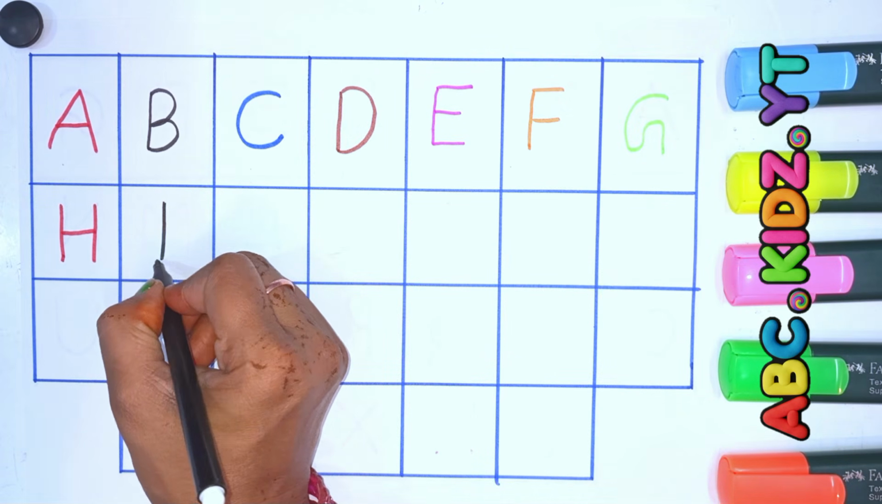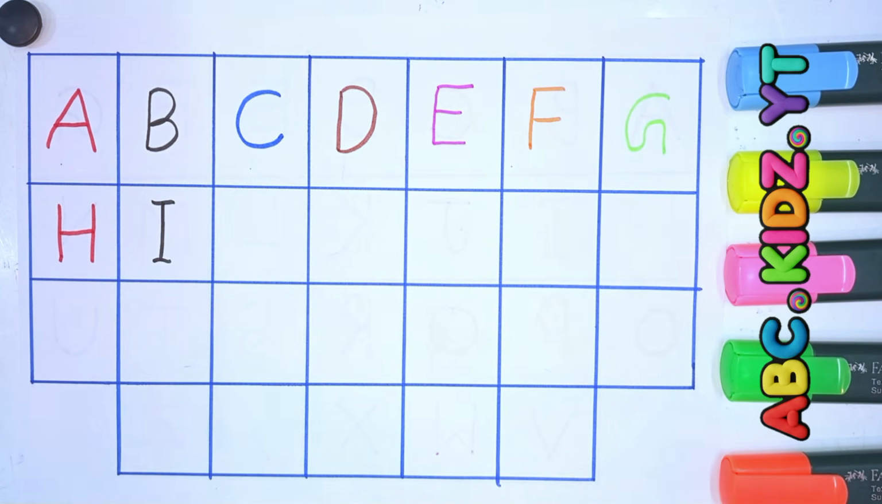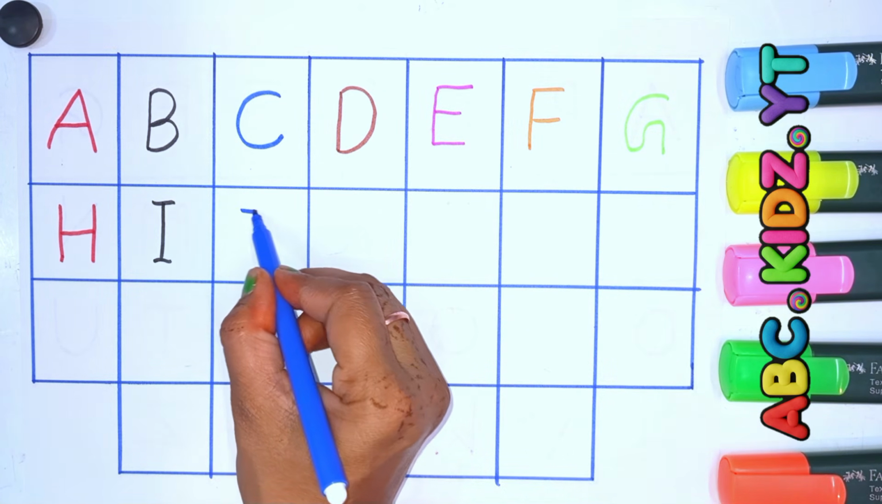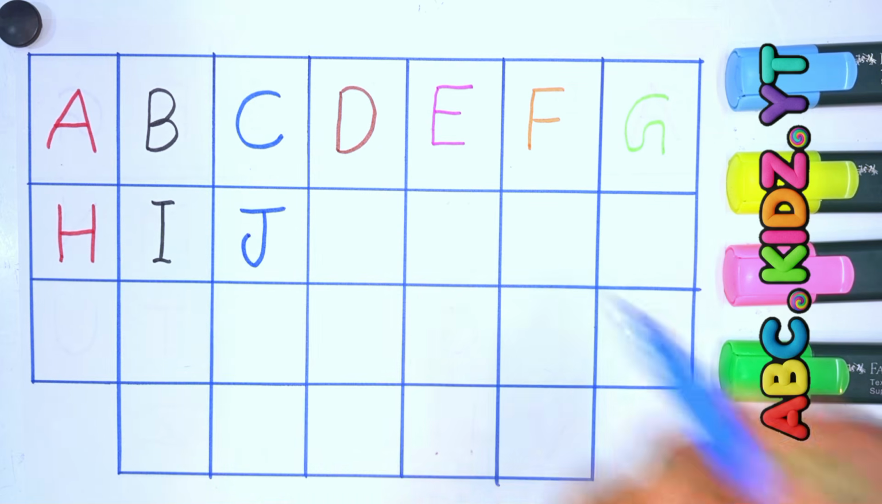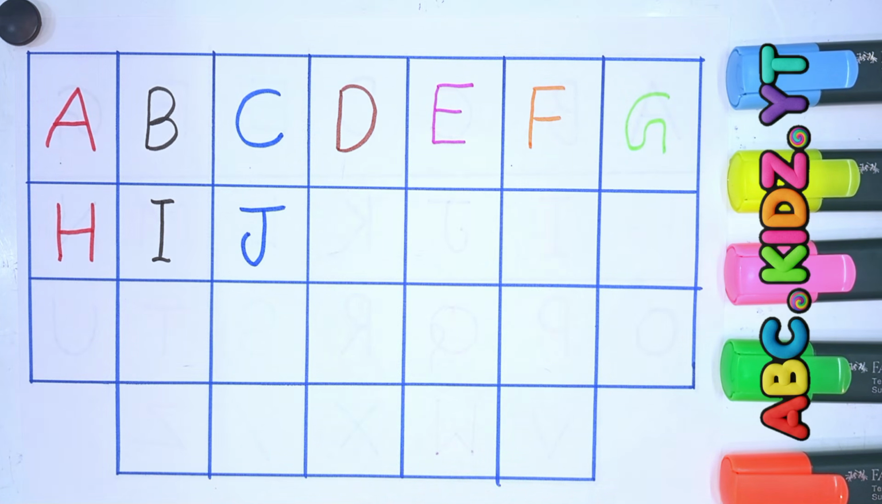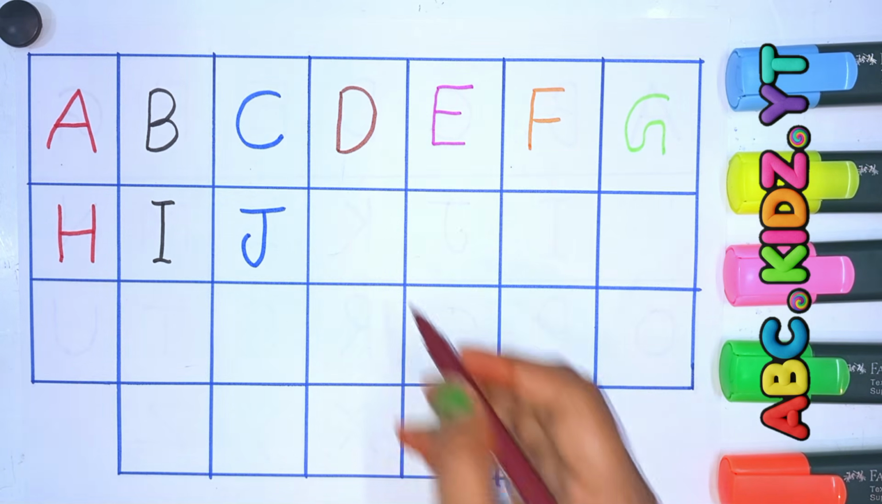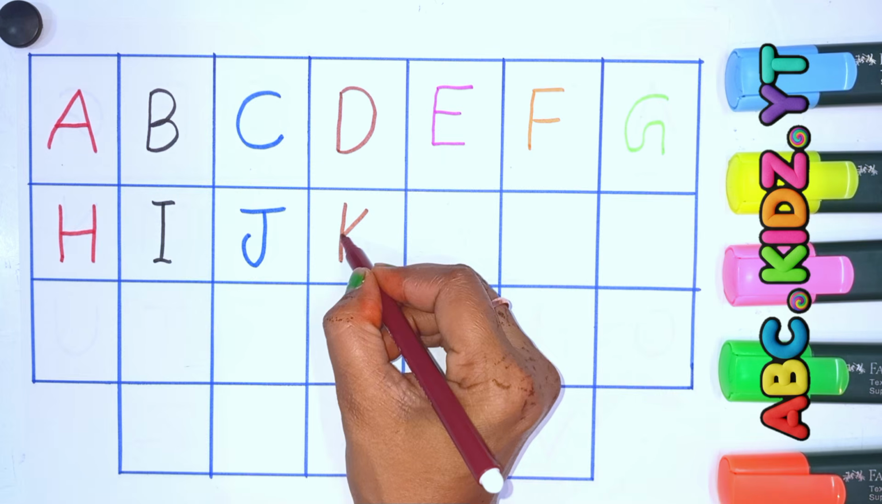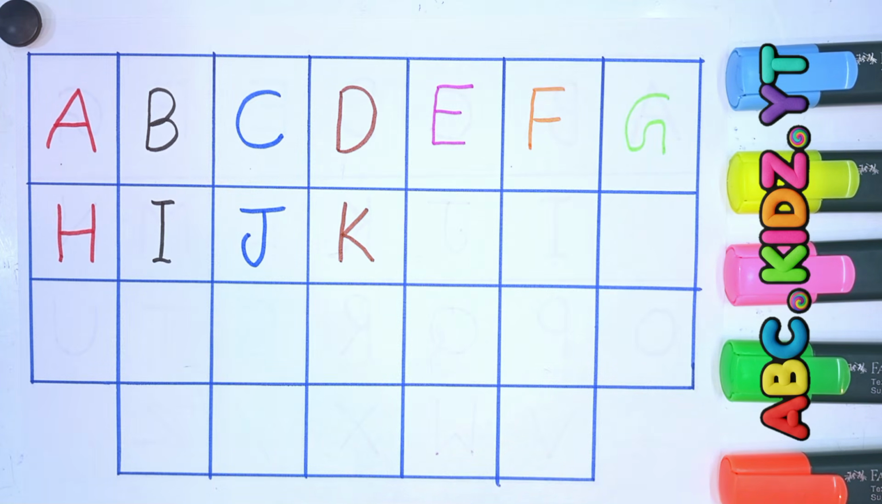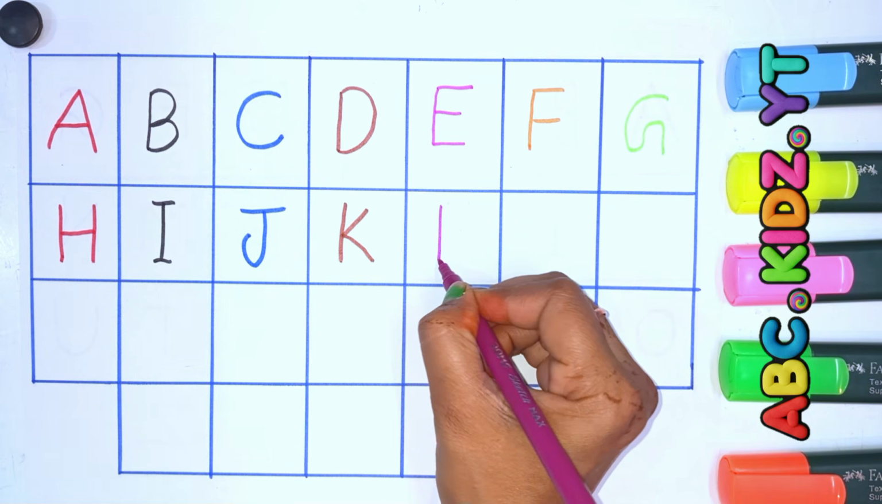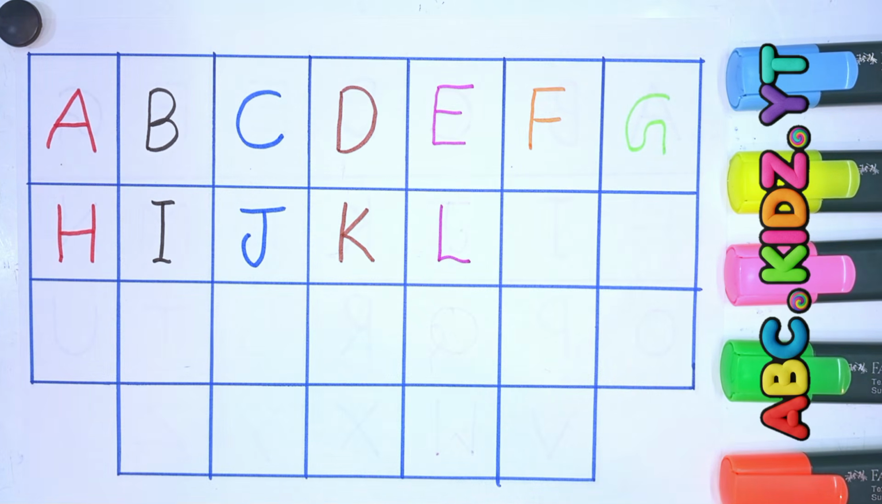I for ice cream, J for joker, K for kite, L for lamp.